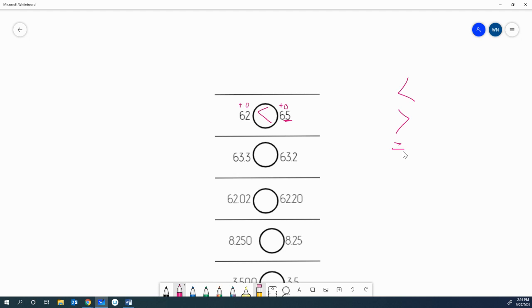Let's try some more. We've got 63 and 3/10 compared to 63 and 2/10. First, let's look at our tens place. Those are equal. Let's look at our ones place. Those are equal. Now let's look at our tenths place. I can see that 3/10 is going to be bigger than 2/10. So I know that it's greater than.